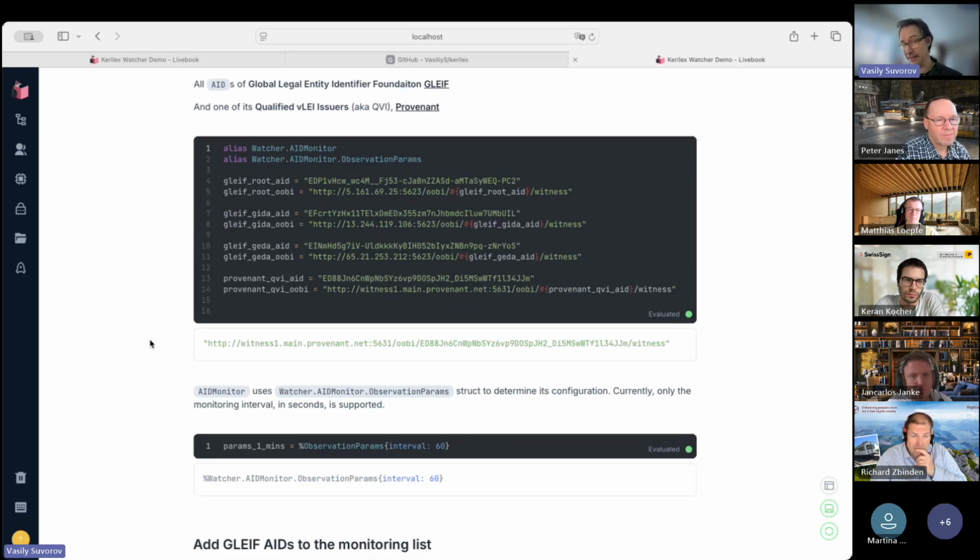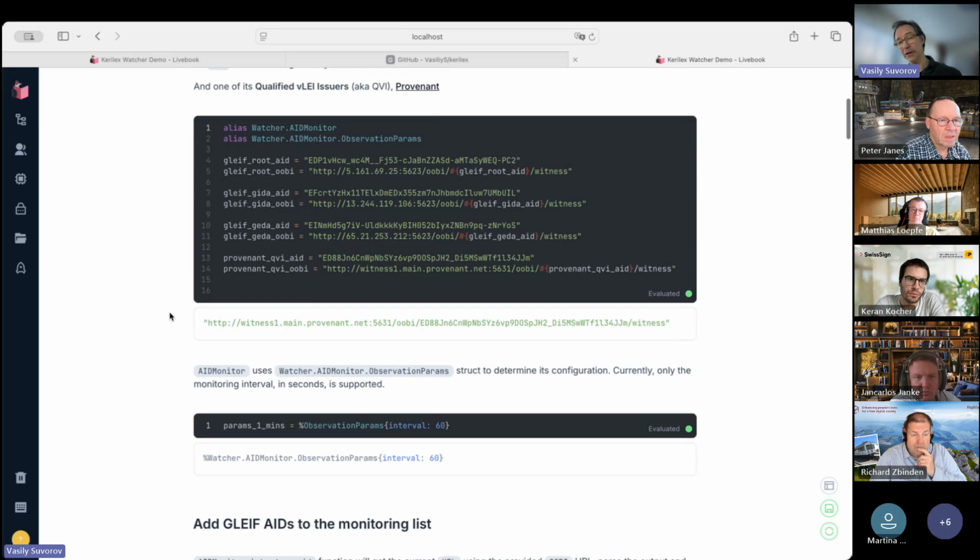I don't have any vLEI myself. Maybe Tis has, and maybe he can rotate something, but then I need to introduce myself to his AID, and we can do the demo together, right? We can see how it works with the real infrastructure if somebody does it. But the data from these witnesses for GLEIF and for Provenant is real data from a production environment.